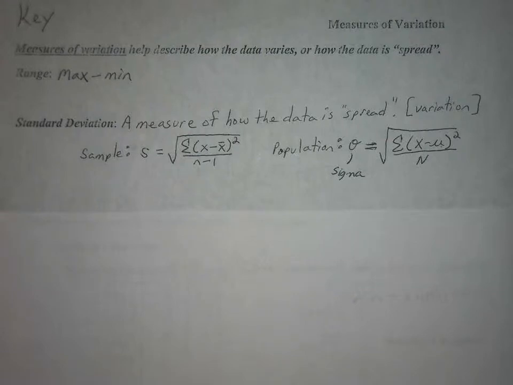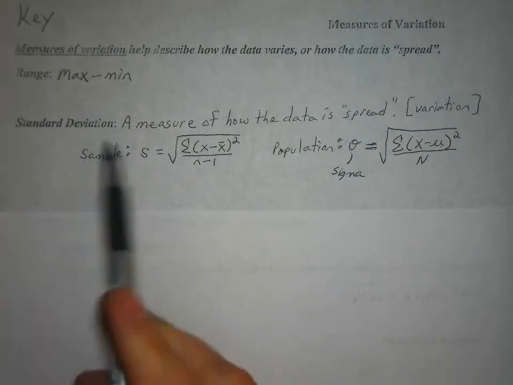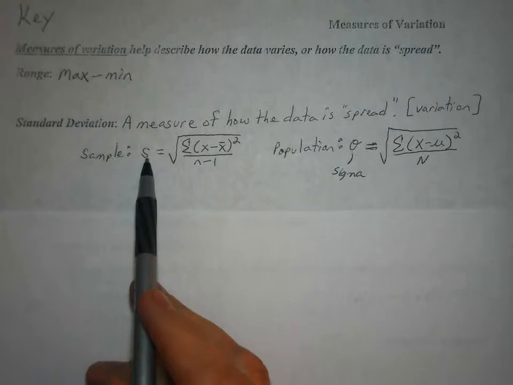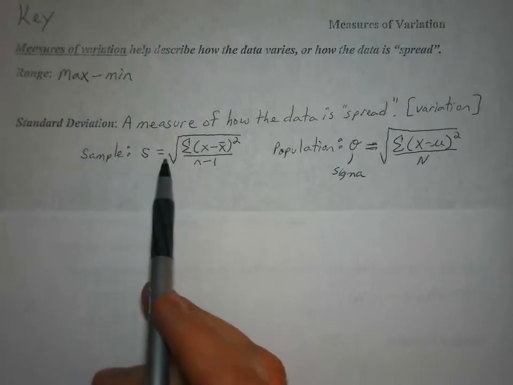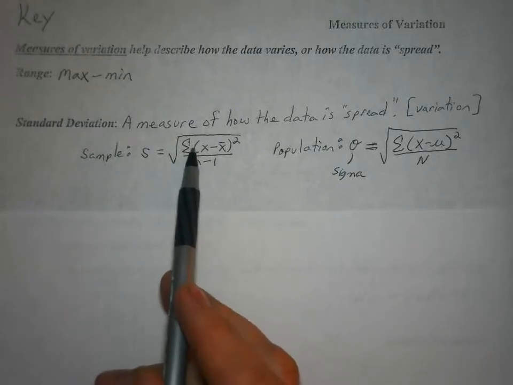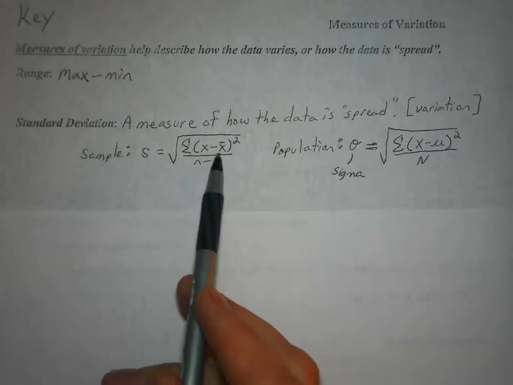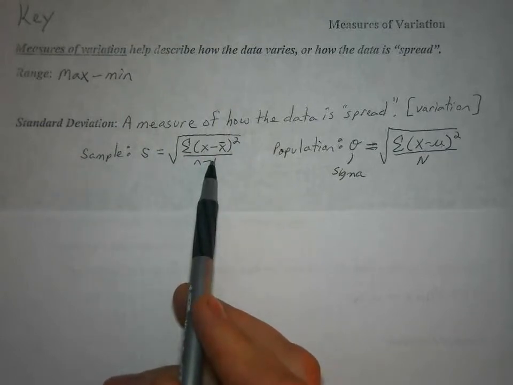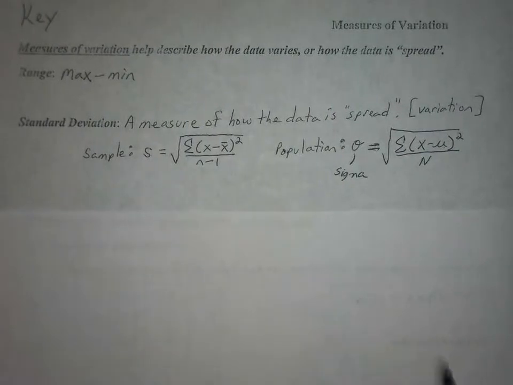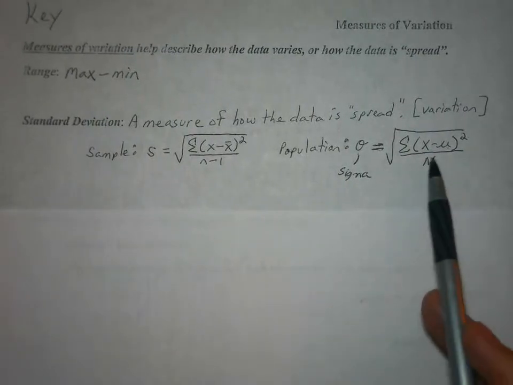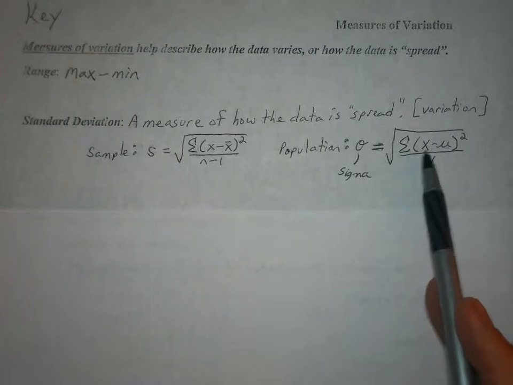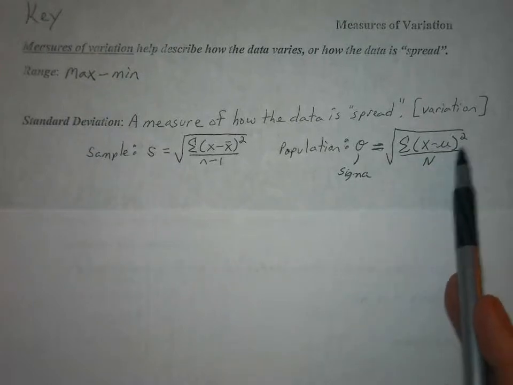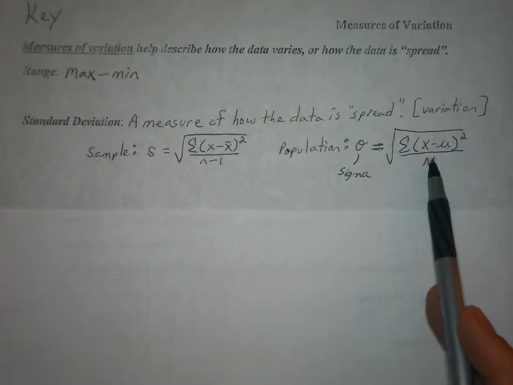So if you look at the sample, the sample standard deviation is lowercase s equals the square root of the sum of x minus x bar squared divided by n minus 1. The population standard deviation is the square root of the sum of x minus mu squared divided by capital N.